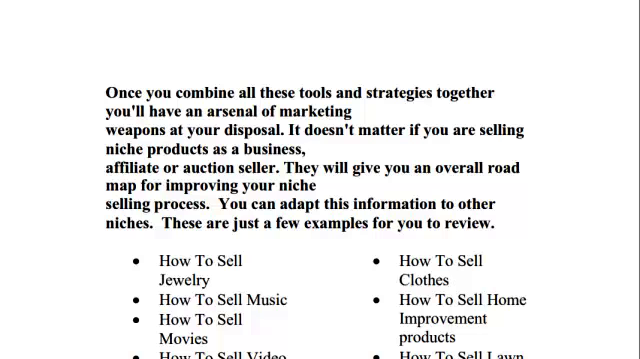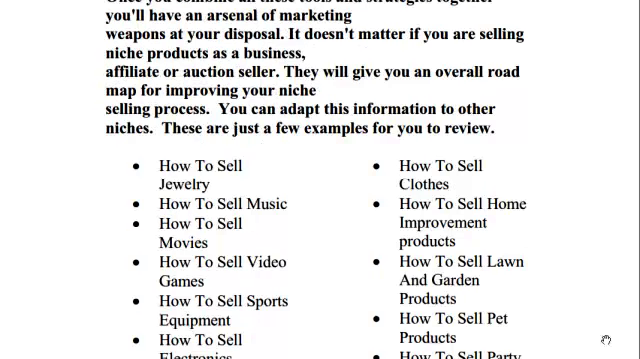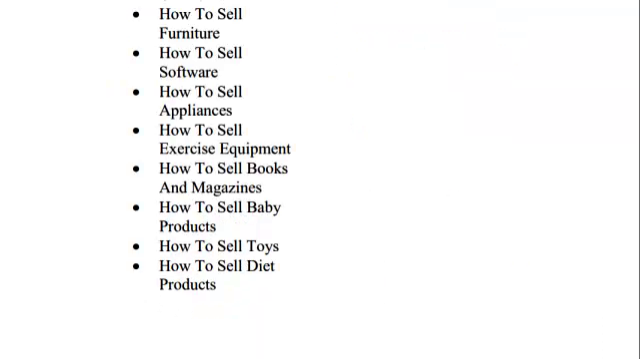I do want to talk to you about the different markets and some of the ways you can break them down. For example, if you are selling personal products, you might sell jewelry, or clothing, or home improvement products. You can break that down into woodworking products, paint products, those types of things. And some of the different examples I'm going to give you in here relate to these different niches that you can break down a little bit tighter.